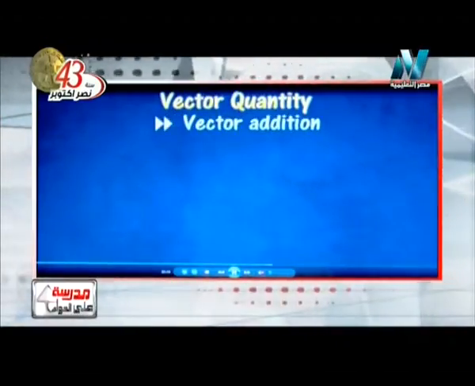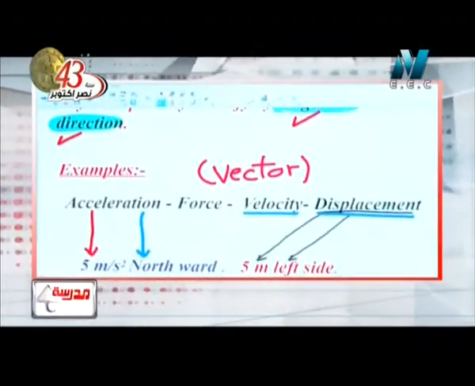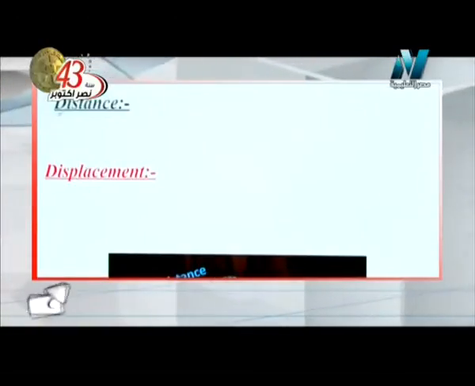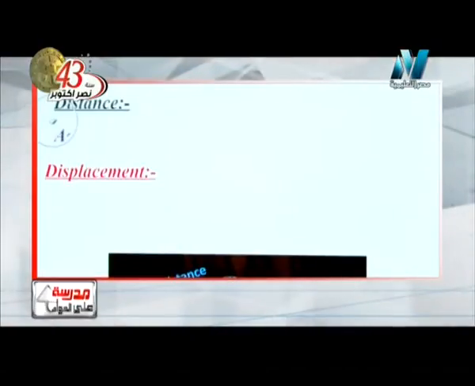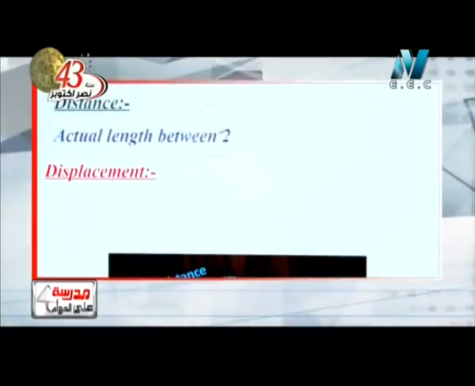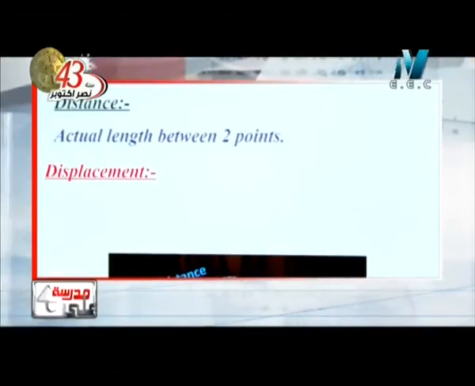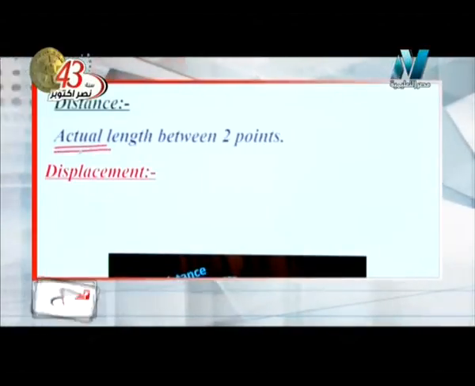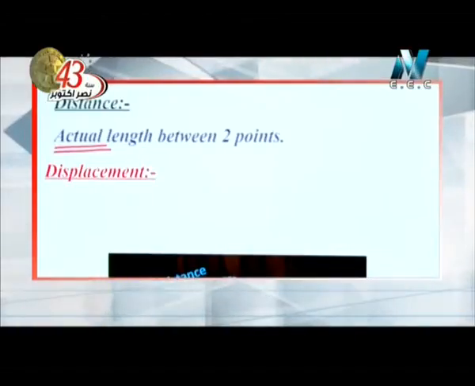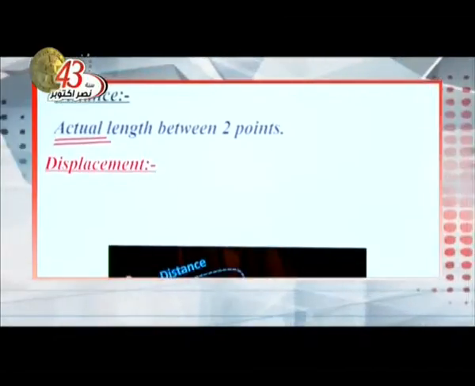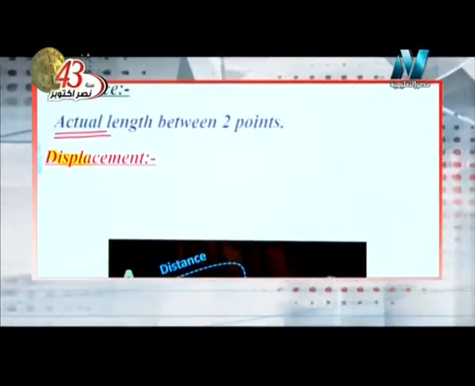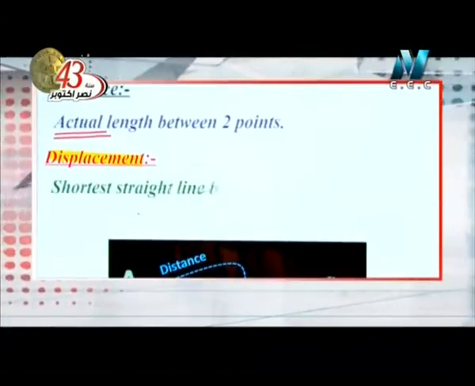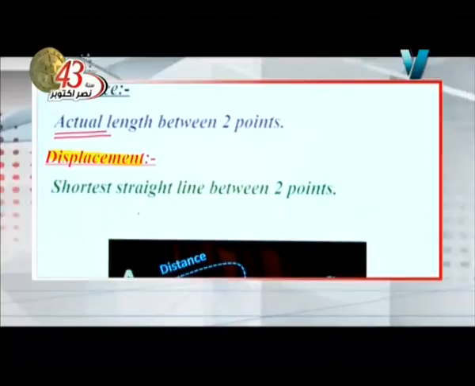Okay? So, dear students, now we have to mention distance. What does distance mean? Someone tells me it means length. Right. Okay, how can we define it in English? Distance is the actual length between 2 points, the actual length between the 2 points, all that I have walked. That is a very big difference. Someone says, but isn't displacement the same? I tell him no. Displacement is what? Displacement is the shortest straight line between 2 points.